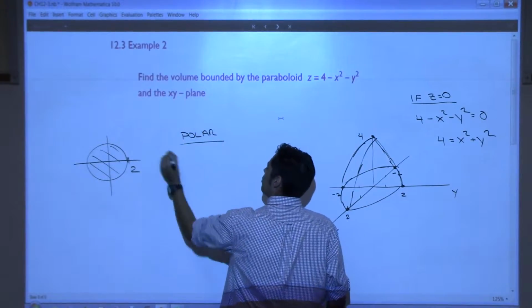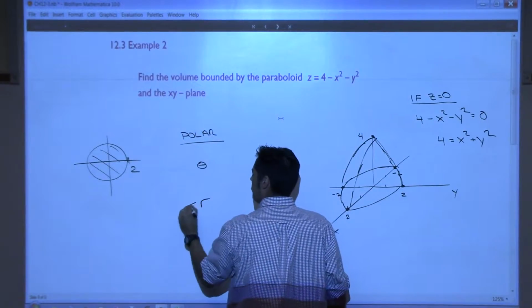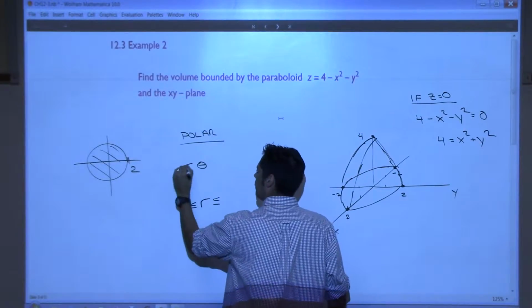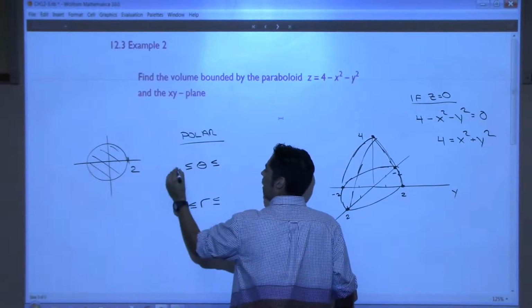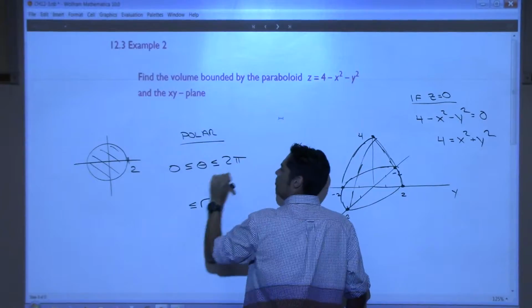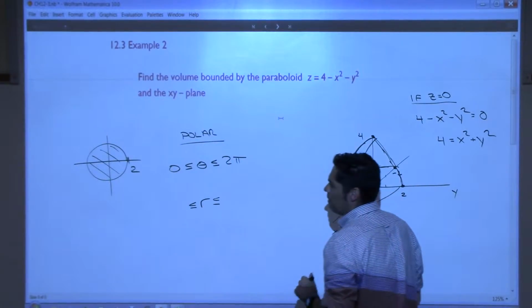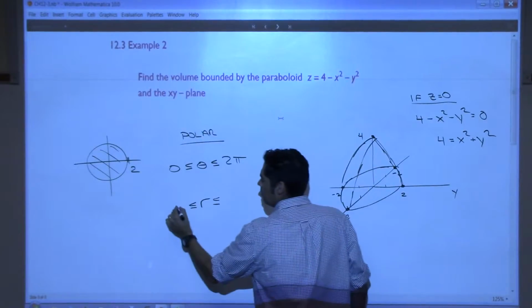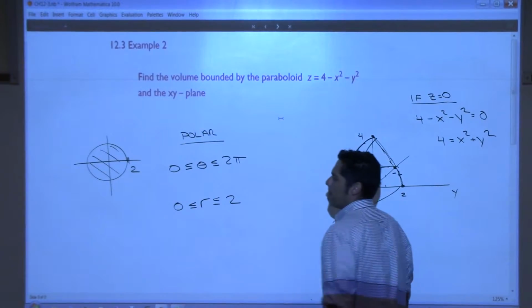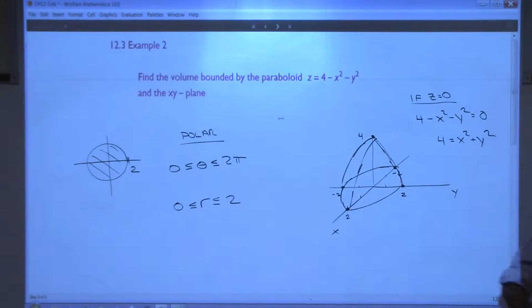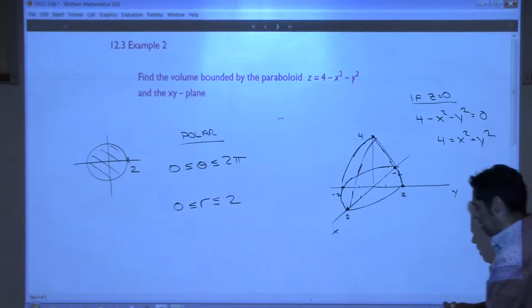What would my restrictions be? I have to find restrictions on both theta and r. 0 to 2 pi, right, would rotate me all the way around. And then my radius should go from 0 to 2. I'm curious about your reaction to this.